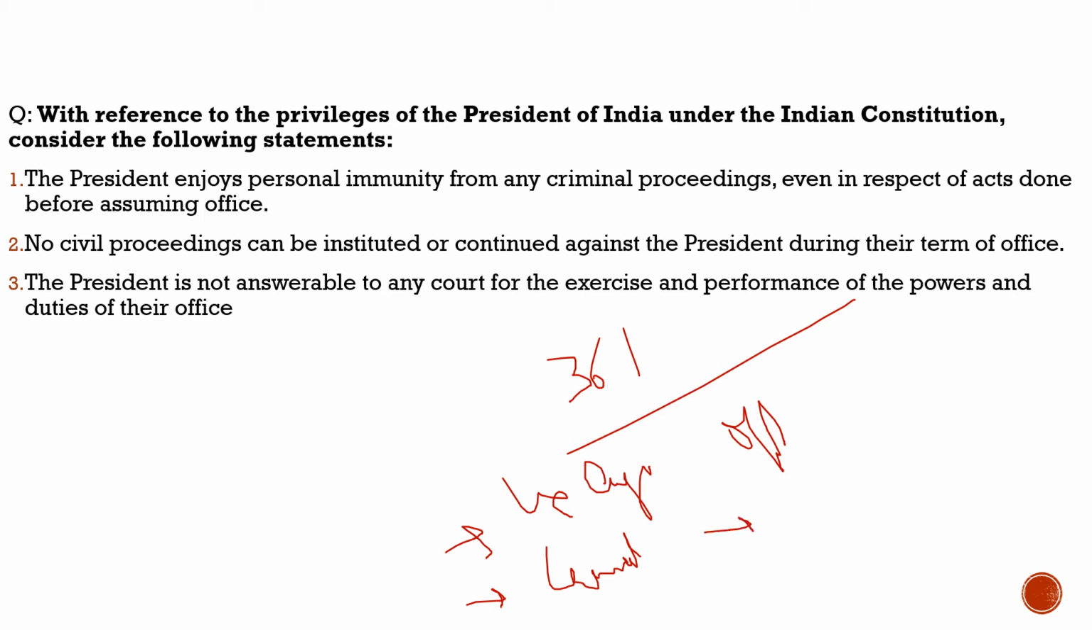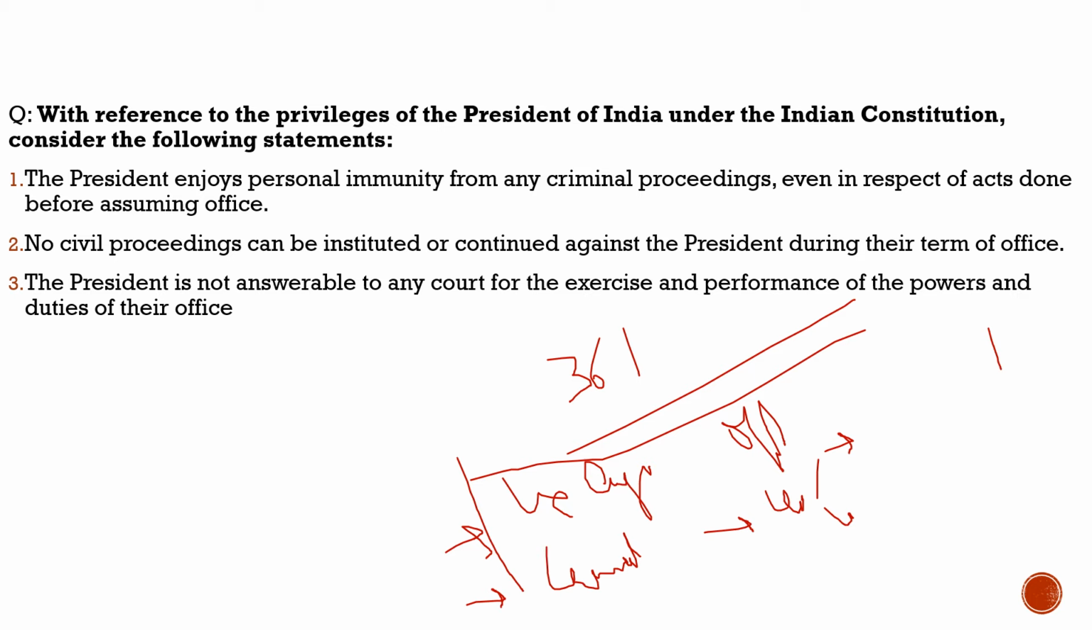Then the third, civil proceedings cannot be instituted for his official acts, but for his personal actions they can be instituted, only after 2 months' notice. For civil proceedings regarding his official acts, he can't be taken to the courts, but for personal acts he can, only after 2 months' notice has been given to him. So this is about the privileges given to the President of India under Article 361 under different clauses.